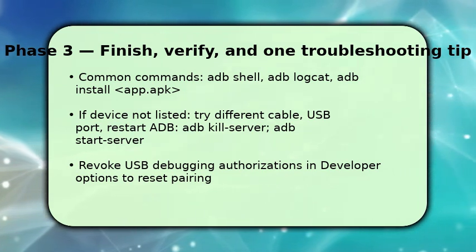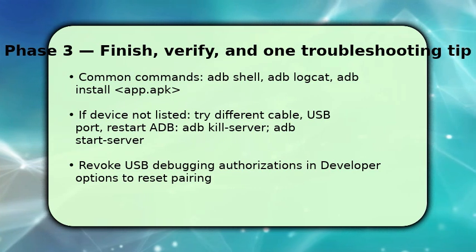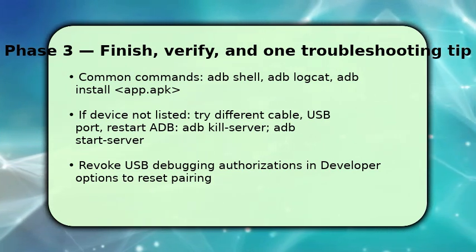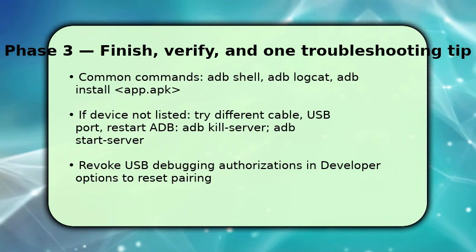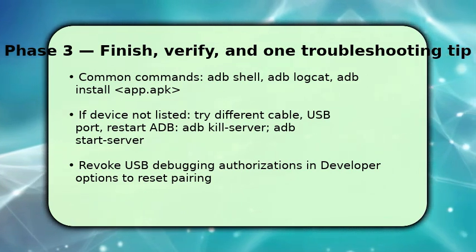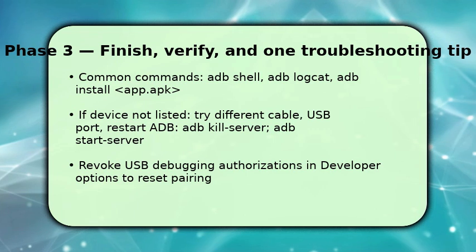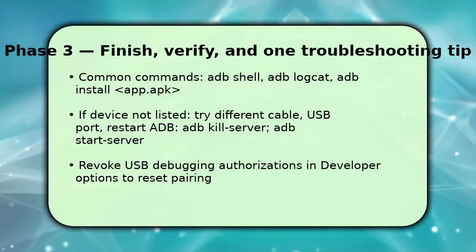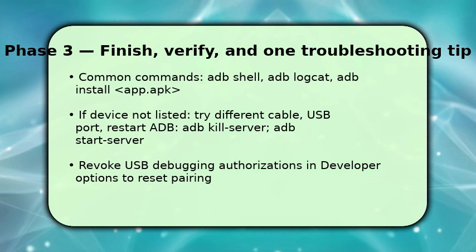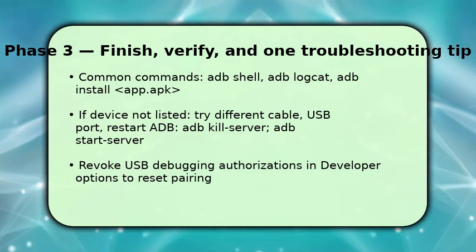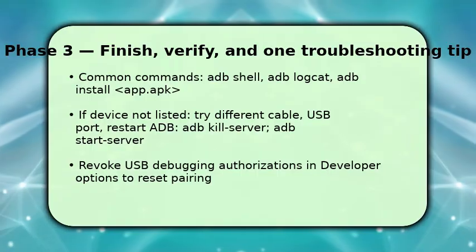If the device doesn't appear, first swap cables and USB ports, then restart the ADB server with adb kill-server followed by adb start-server. Make sure USB mode is correct and that you allowed the RSA key. If needed, revoke USB debugging authorizations on the phone and reauthorize to clear pairing issues. This fixes most problems. Thanks for watching.